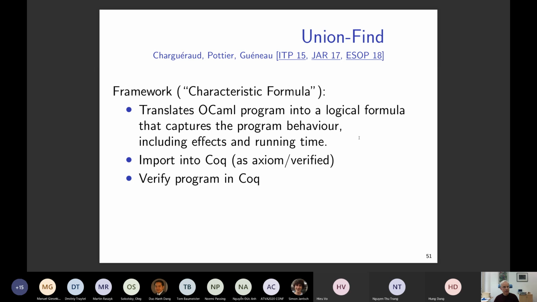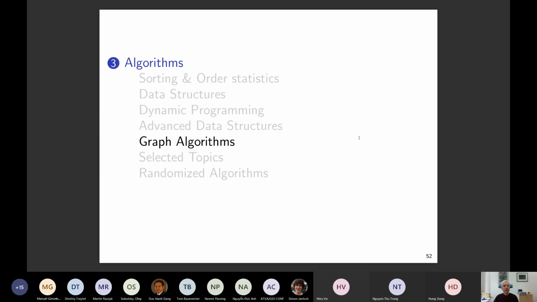And the astounding result is that they managed to verify the amortized complexity of O of alpha of n for each call. And you remember, this alpha is a very slowly growing, almost linear function. If you've ever tried to teach this in class, you will know that it's not an easy proof. And so it's really quite an achievement to have verified that in a theorem prover.